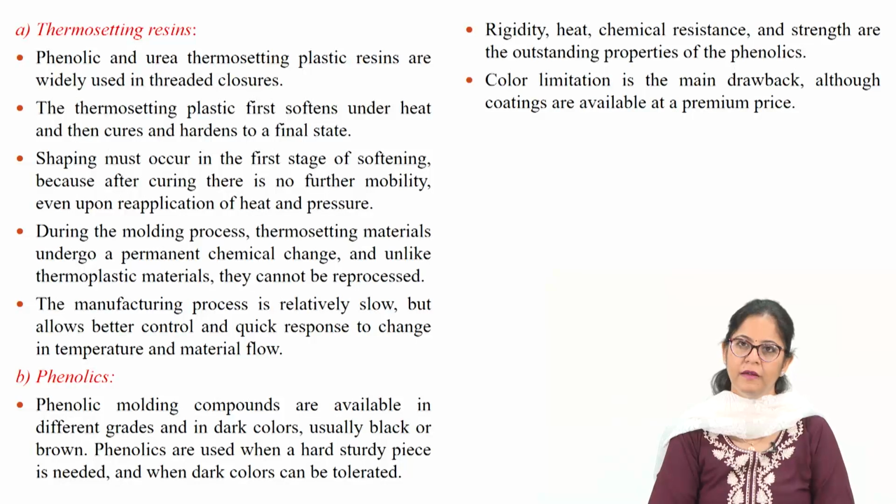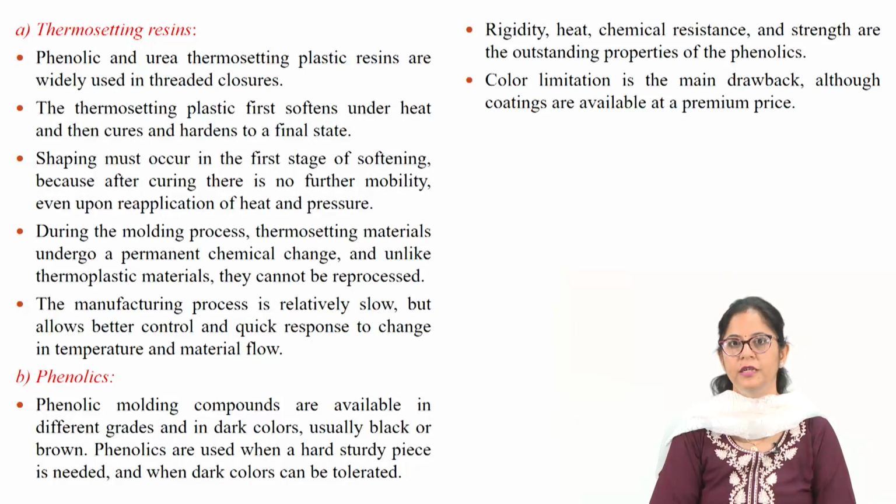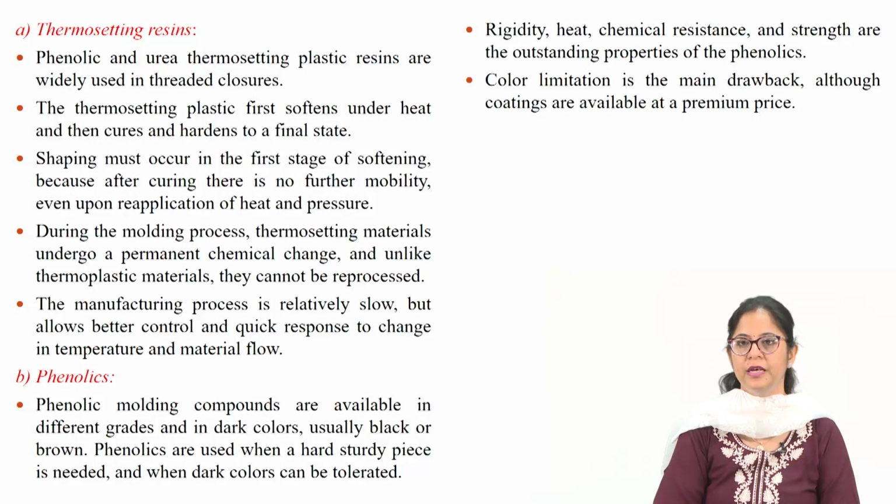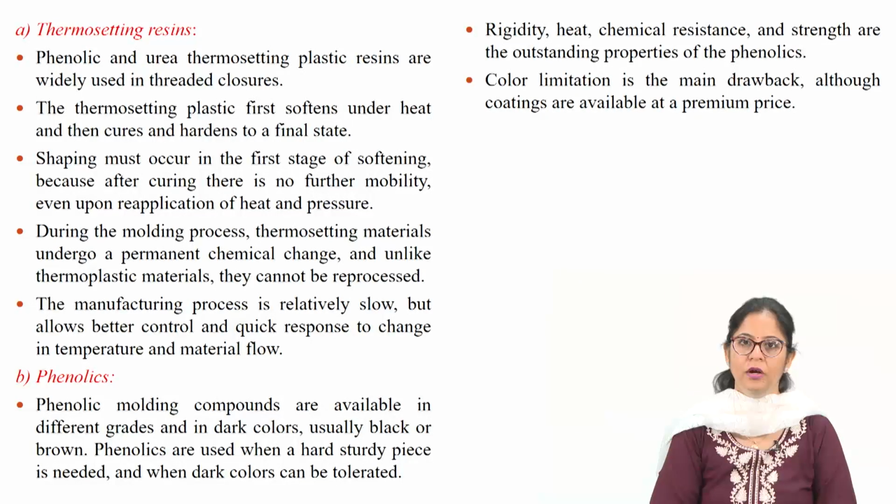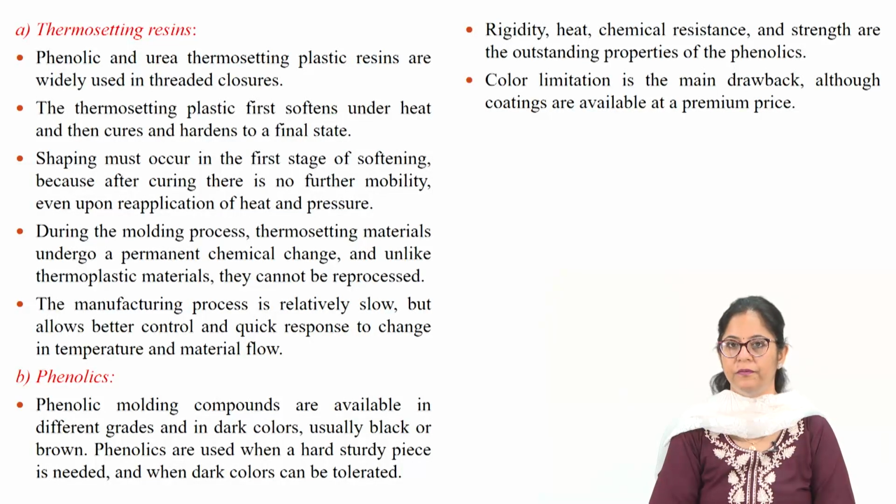The thermosetting plastic first softens under heat and then cures and hardens to a final state. Shaping must occur in the first stage of softening, because after curing there is no mobility, and even upon reapplication of heat and pressure it does not change. During the molding process, the thermosetting materials undergo a permanent chemical change, and unlike thermoplastic materials, they cannot be reprocessed. The manufacturing process is slow but allows better control and quick response to change in temperature and material flow.